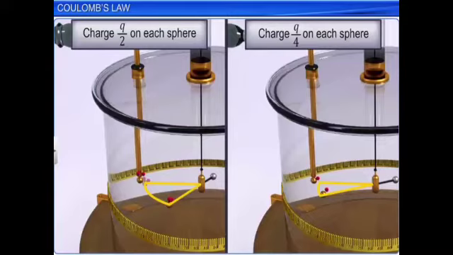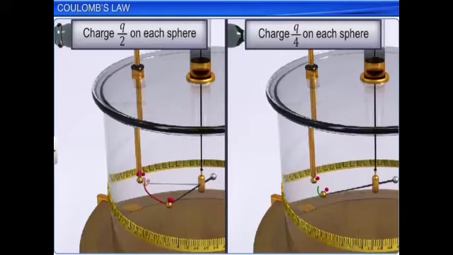From these experiments with charged spheres at constant distances, it was concluded that the electrostatic force between two charges is directly proportional to the product of the charges. If the charges are q1 and q2, then electrostatic force F between them is proportional to q1 into q2. Let this be equation 1.